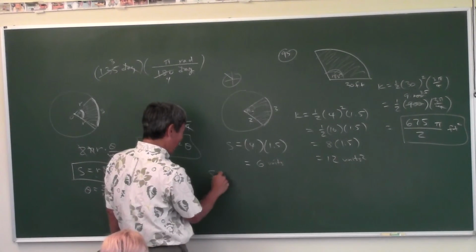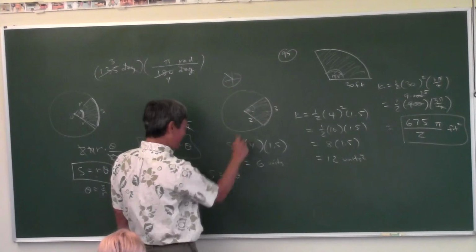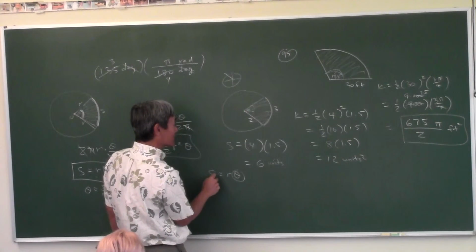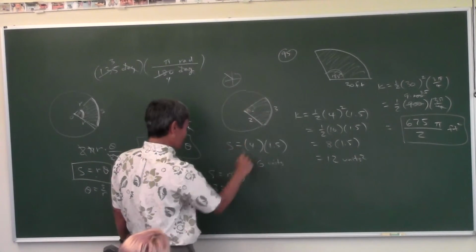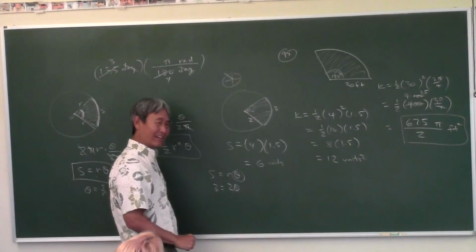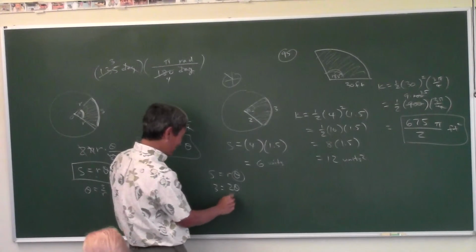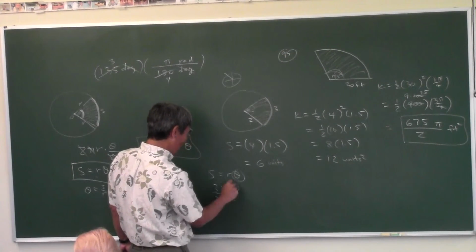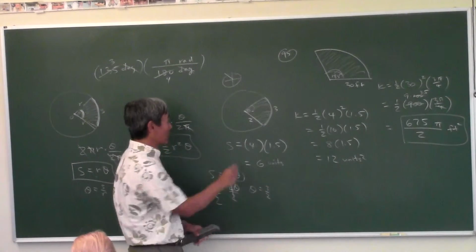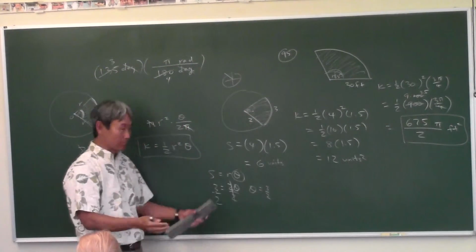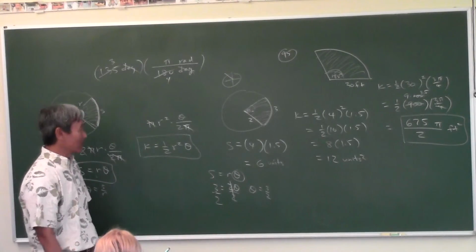Well, use the formula, S equals r theta. I'm trying to find the angle right here, so what is S? What is the arc length? 3. The radius is 2. Can I figure out what theta is? Yeah, just divide both sides by 2. And you get theta is equal to 3 over 2, which is 1.5. So that angle is 1.5 radians. That's all. This is ridiculous.